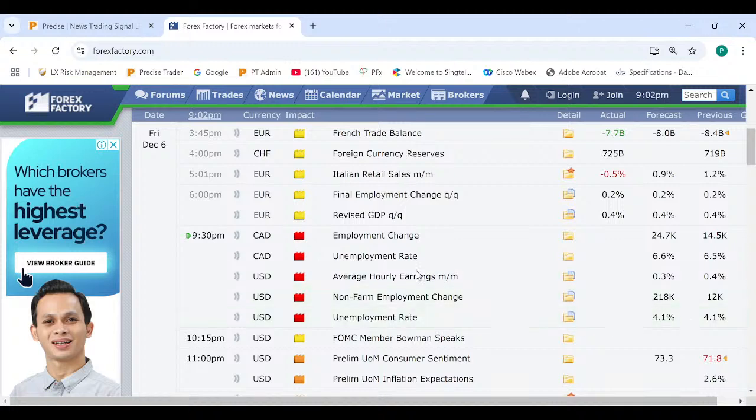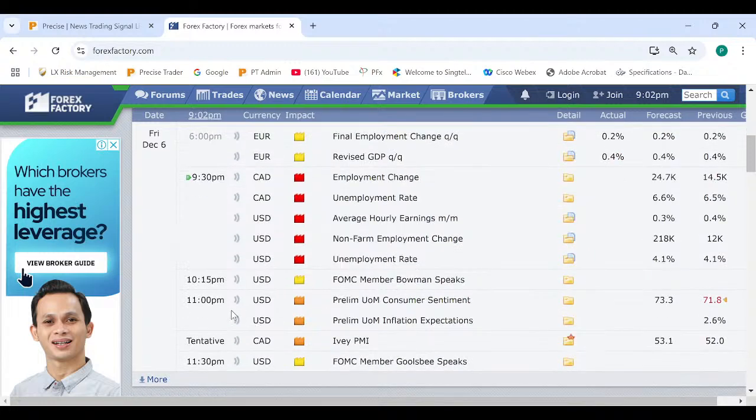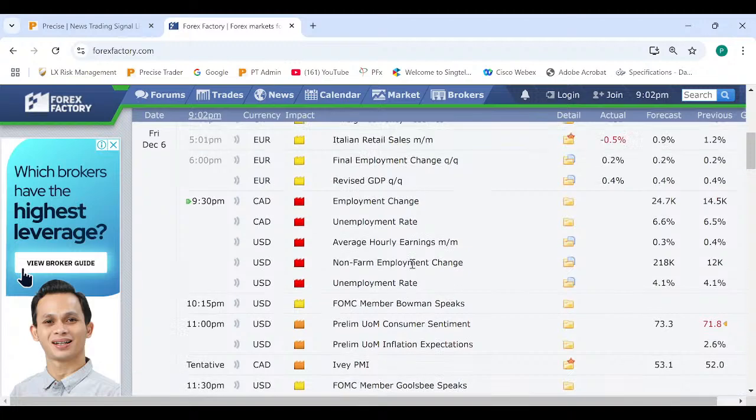Then at 2300 hours, we have the preliminary UoM consumer sentiment, followed by the Canadian Ivey PMI. I'm not sure whether this is today, or whether it was released yesterday and they're showing it again.